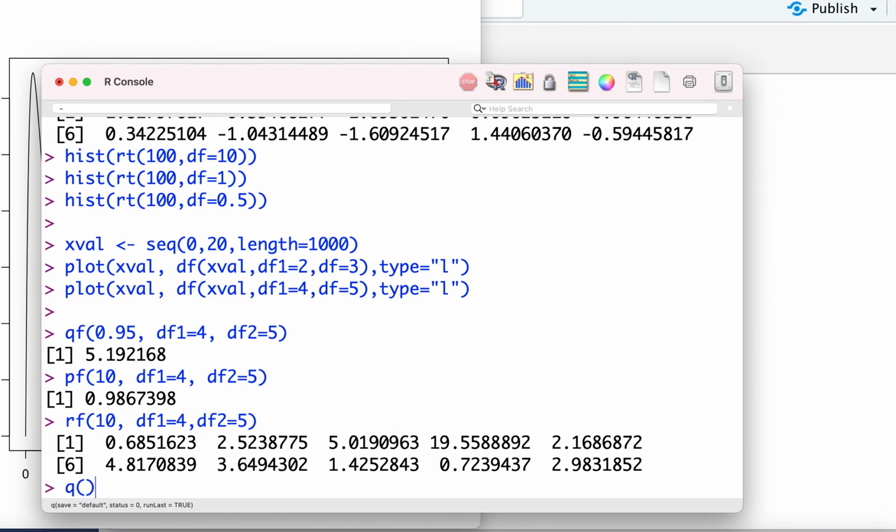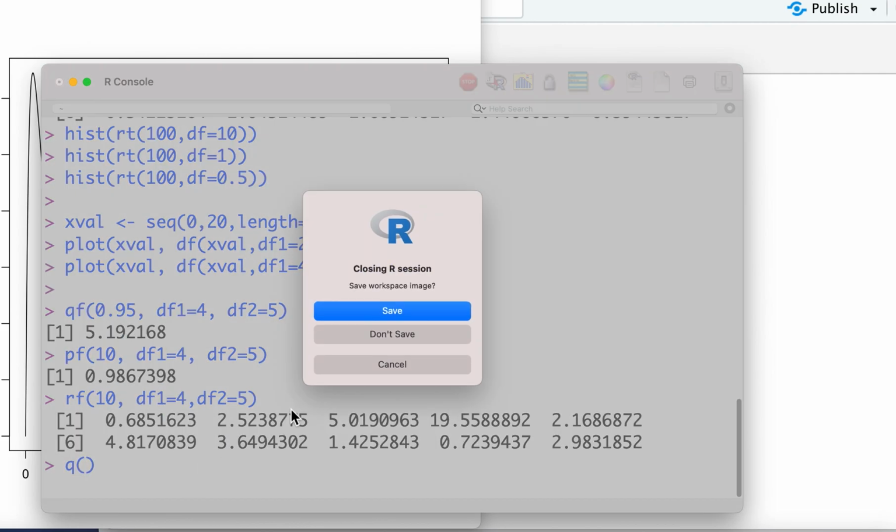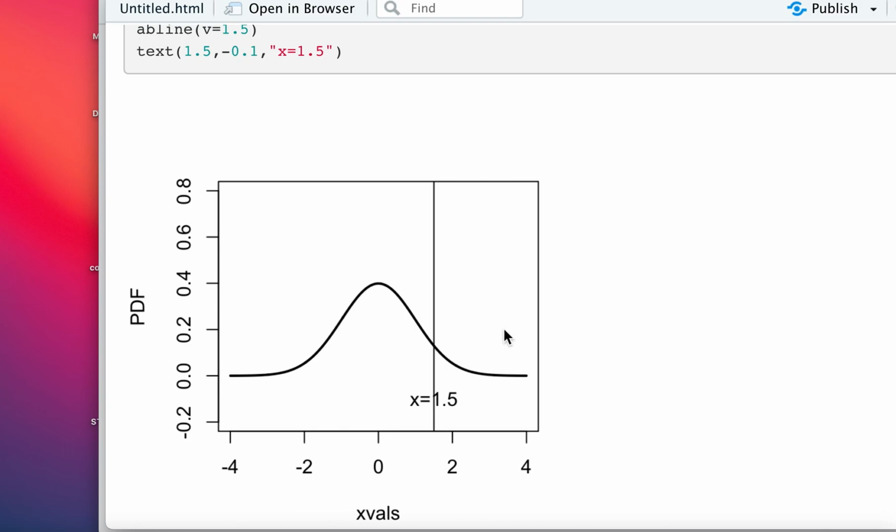And by the way, when you're done with R, you can just hit q, and then you decide whether you're going to save your workspace or not. If you save, you get to start up with all the stuff, and you can use the up key to get earlier commands. If you don't save, it starts over. So I won't save, and that's it.